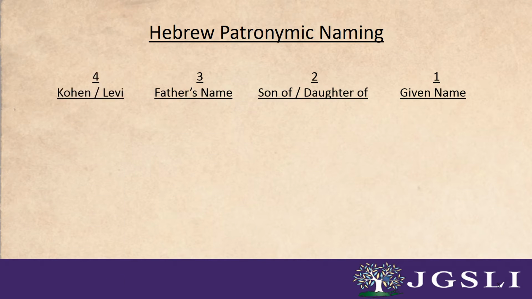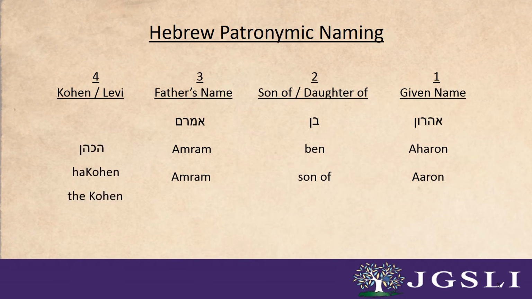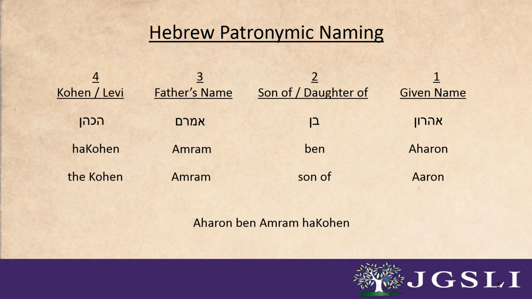Finally, we have a special designation for those who are a member of the priestly tribe of Levi, or more specifically, for those who are descendants of Aaron, the first high priest. So for Aaron, Moses' brother, his name in Hebrew, transliterated into English, would be Aharon ben Amram HaKohen, or from left to right, Aharon ben Amram HaKohen.